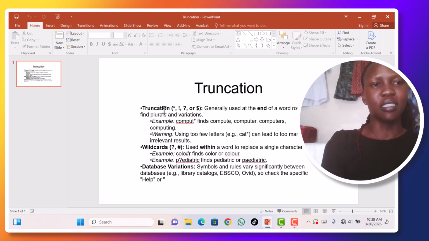Truncate, you cut. To truncate is like to cut. Then wildcards is to fix. They have cut here many letters, but wildcards only one.